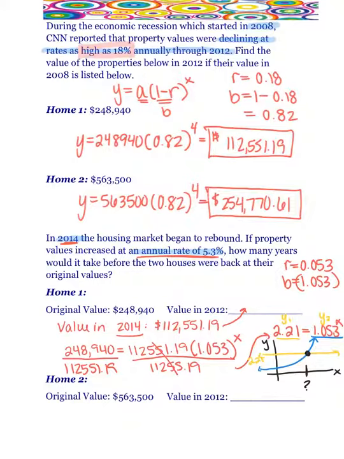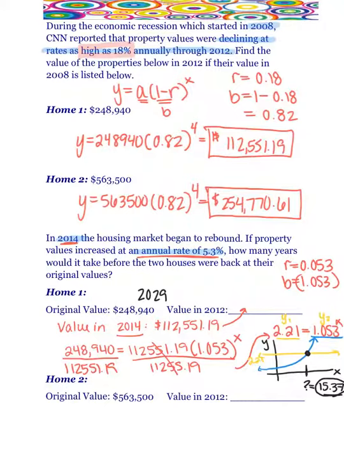When you go in and find the intersection, you will find the x value here is 15.37. So how many years is it going to take for it to get back up to its original value? Well, starting in 2014, it's going to take a little over 15 years. So we're looking at the year 2029 for home 1 to get back up to its original value.